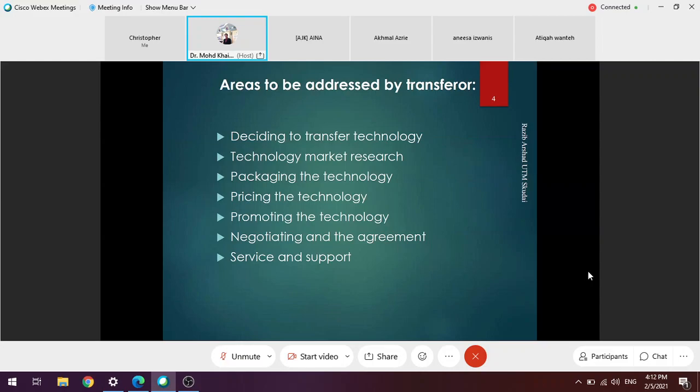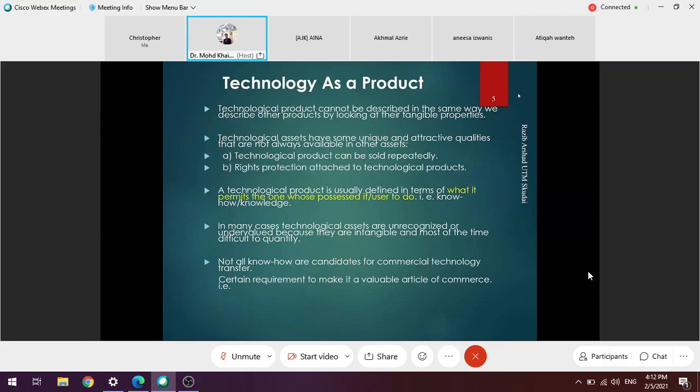So this is a very important element to be addressed by the transferor as the owner of the technology, before you can go further on deciding whether you want to transfer or you want to retain the technology within your organization. All right. So, technology as a product.